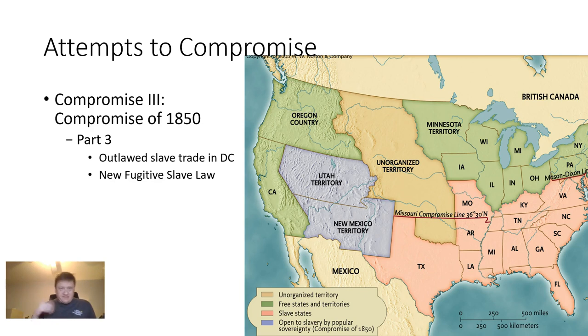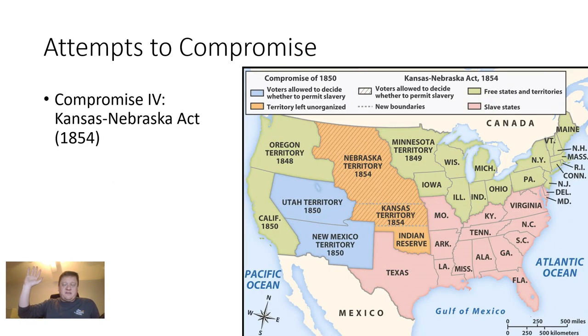But that's the Compromise of 1850. Big, sprawling compromise. Congress thought they had fixed everything. Sweet, everything is done. Right? No. Four years later, the crisis comes to a head again.